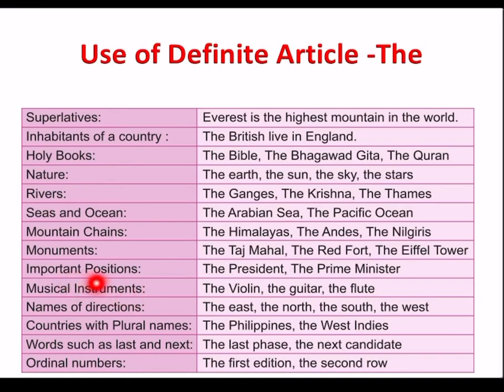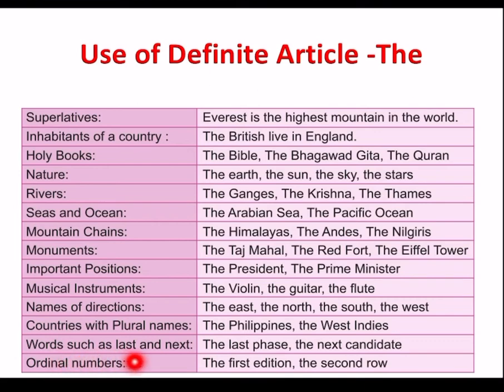When you are talking about important positions, the president, the prime minister, the principal, the vice principal, remember you should use the in front of it. When you are talking about musical instruments, the violin, the guitar, the flute, etc., we should use the in front of it. When we are talking about names of the directions, east, north, south, west, use the in front of it. Countries with plural names, the Philippines, the West Indies, we have to use the in front of it.